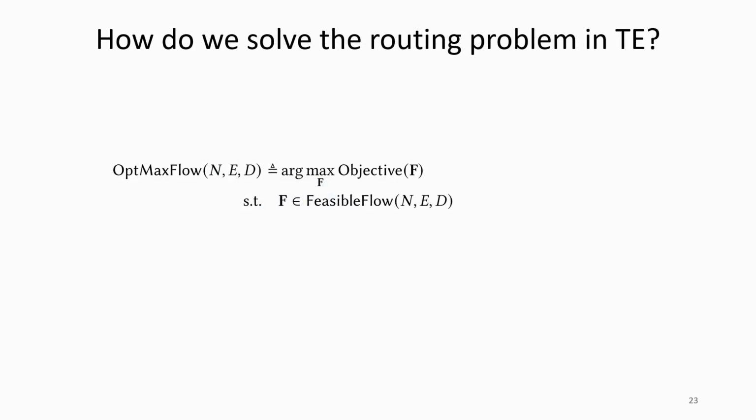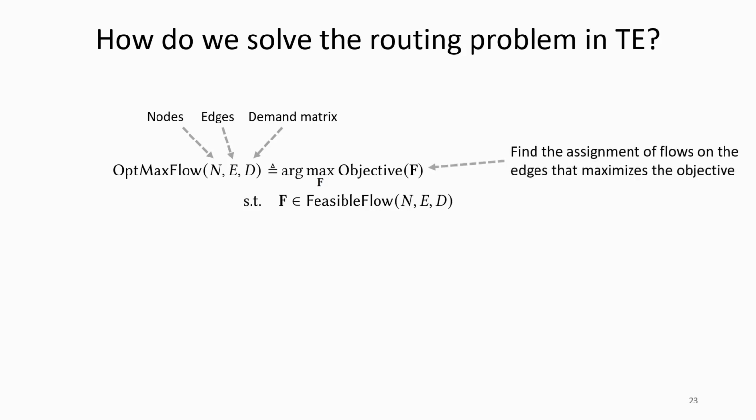Let's look at how a traditional problem in traffic engineering works. So I've mentioned that there are a lot of similarities, but in fact there are fundamental differences that make a direct application of traffic engineering not possible on collective communication. In traffic engineering, our problem looks like this. Our inputs include nodes, edges, and the demand matrix, and we are trying to find some assignment of flows onto the edges in order to maximize the objective.